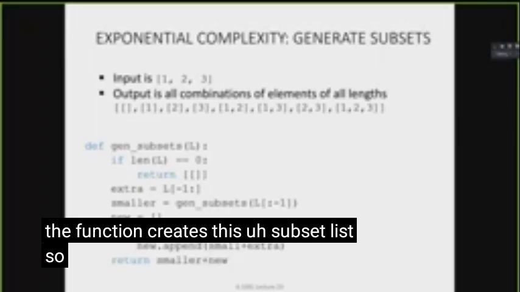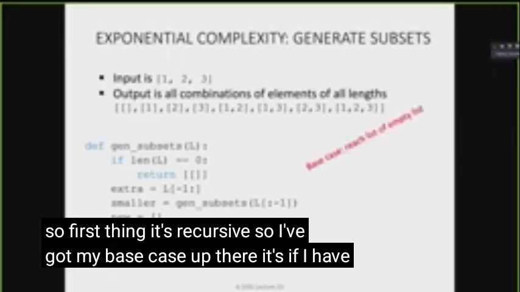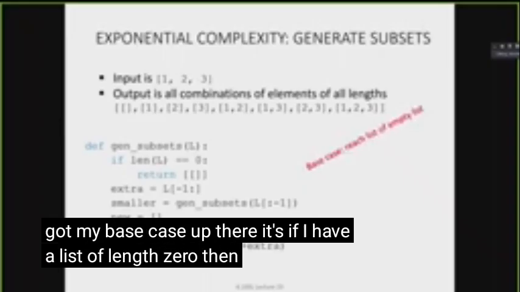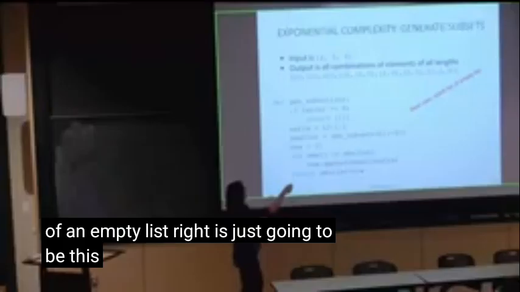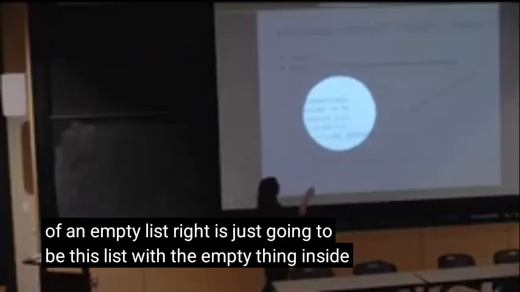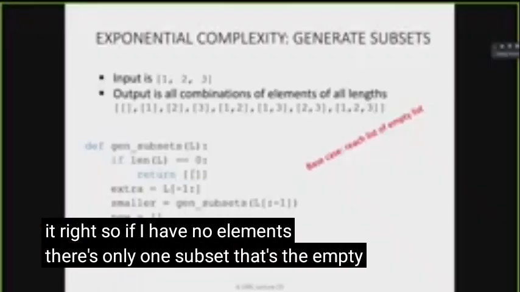First thing, it's recursive, so I've got my base case up there. If I have a list of length 0, then the subset of an empty list is just going to be this list with the empty thing inside it. Right? So if I have no elements, there's only one subset, that's the empty list.